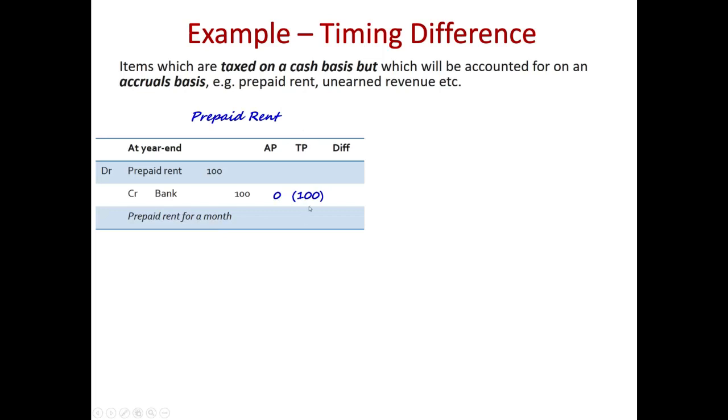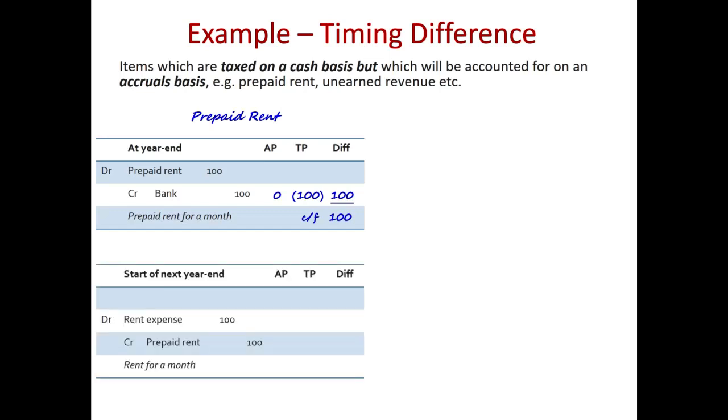But from the taxable profit point of view, the money that you pay would be considered a deduction or rent expense. Now, because of the way we're recording them, the timing as well, there is a difference between the two figures. So 0 minus negative 100 is in fact a positive 100. In other words, you now create a difference of 100, and that makes the accounting profit and the taxable profit different in that year end.